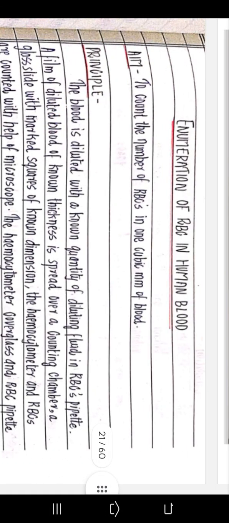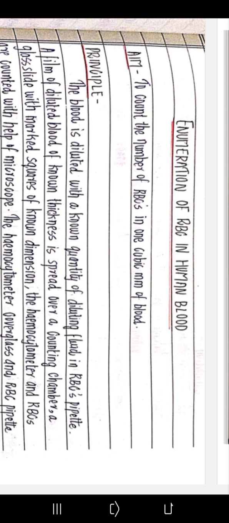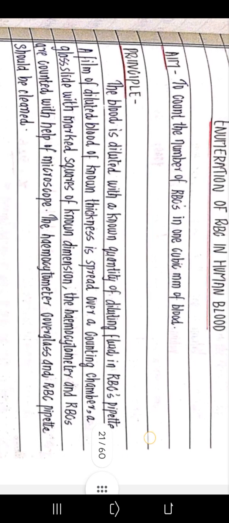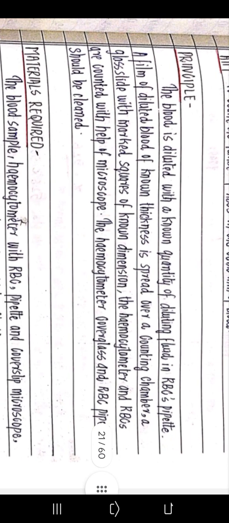Then next experiment: estimation of RBC in human blood. We have to count the number of RBC in 1 cubic mm of blood. Principle: the blood is diluted with a known quantity of diluting fluid in the RBC pipette. A film of diluted blood of known thickness is spread over a counting chamber, a glass slide with marked squares of known dimension, the hemocytometer, and RBCs are counted with the help of a microscope.